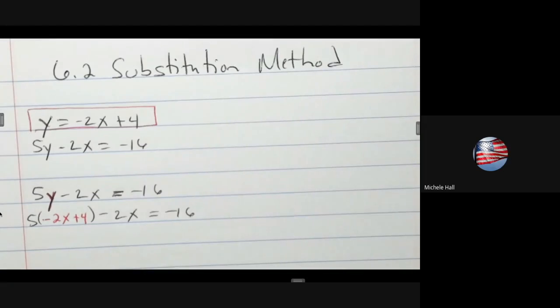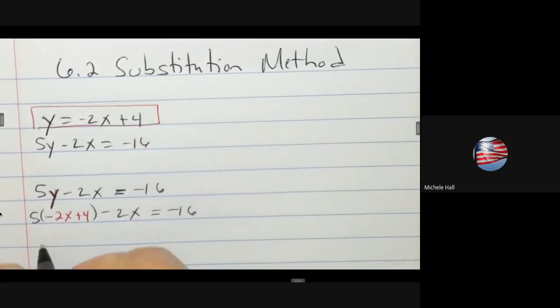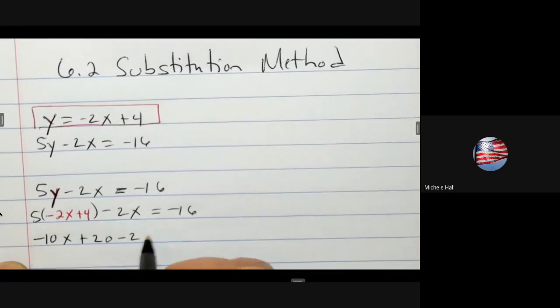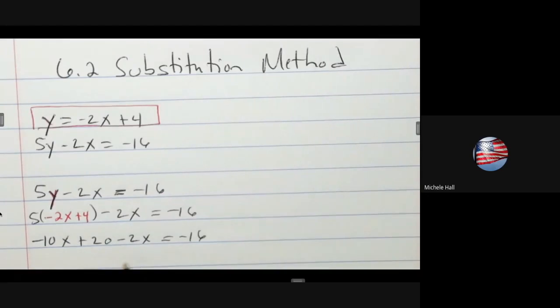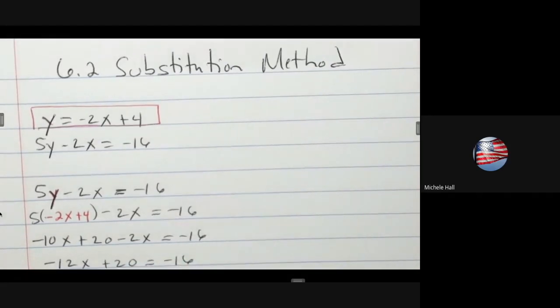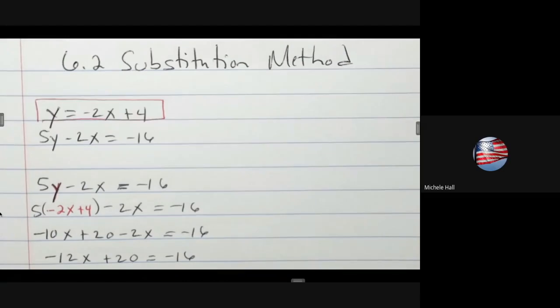Now I have an equation all in terms of x, and I can solve for x. Distributive property. I have like terms that I can combine to start simplifying. Negative 10x, negative 2x is negative 12x. And I still have plus 20 equals negative 16. Now we have a two-step equation. Go ahead and solve your two-step equation.